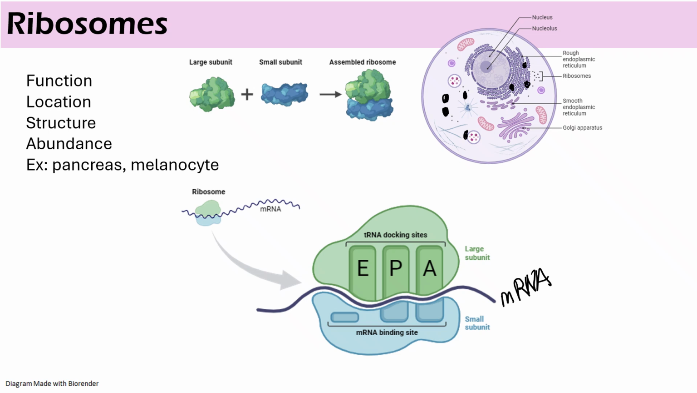Cells with lots and lots of ribosomes are usually cells that make lots of proteins. Melanocytes in your skin make the protein or pigment melanin. Pancreatic cells, which are in your pancreas, make digestive enzymes, and those cells also have a lot of ribosomes.